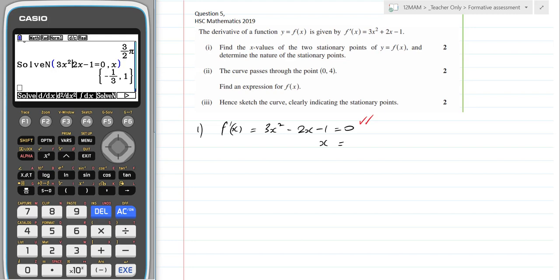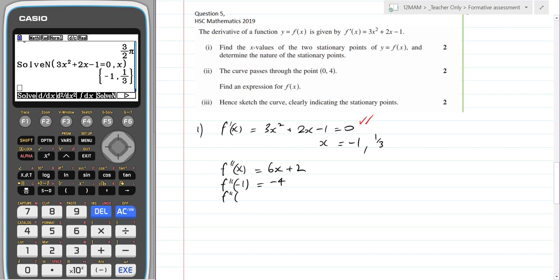Okay, so delete that. Just be careful with these. Exit. And my answers are x equals -1 or a third. And it says determine the nature of these stationary points, and that comes from f dash of x, which is equal to 6x plus 2, and f double dash of -1 is equal to -4. F double dash of a third is equal to 4, and so therefore this is a maximum and this is a minimum, and so actually I don't think you get a mark for that.